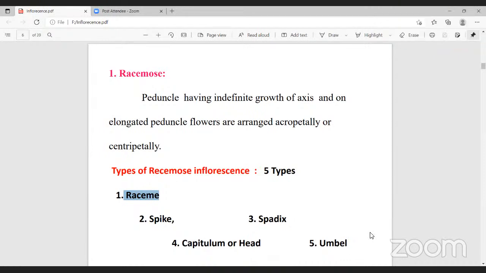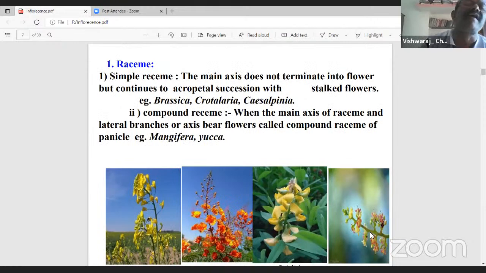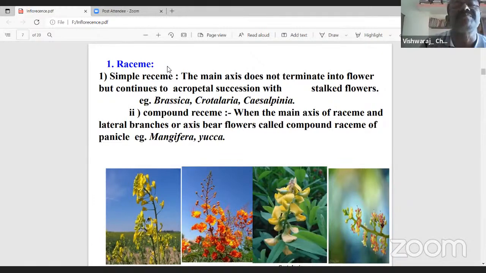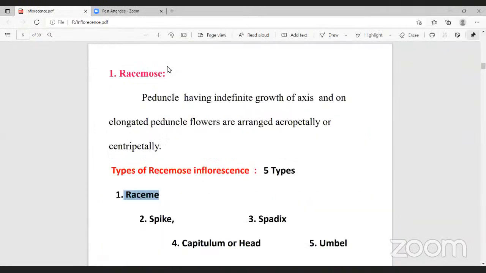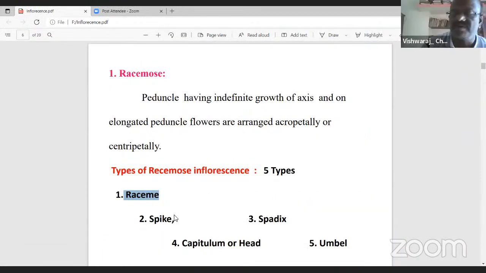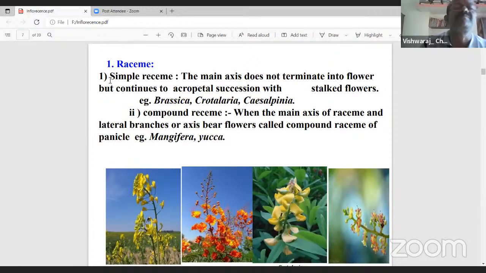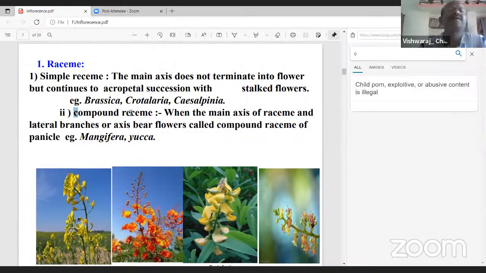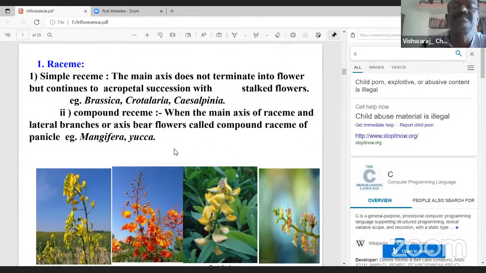We will see one by one their meaning and examples. Number 1 type is raceme, and this raceme again divides into simple raceme and compound raceme.